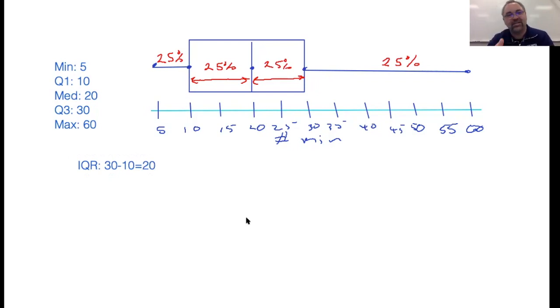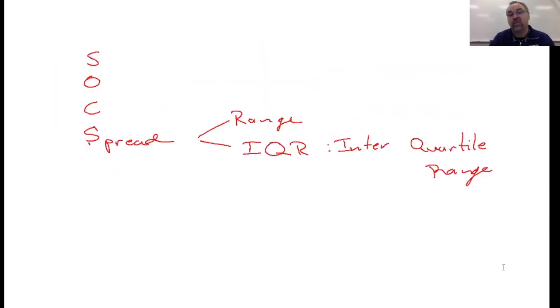Still, it's better than range. Range in this case is 55. The IQR is 20. But that's not really the best way to describe spread either. I mean, it's okay, it works, but there's actually an even better way to describe spread. And that's the next part of what we're going to look at today: how do we define spread using something called the standard deviation.